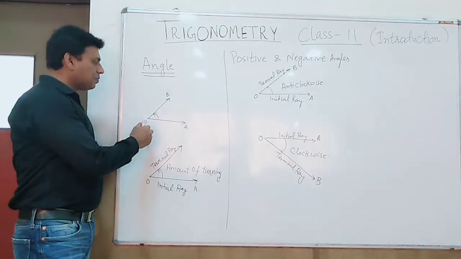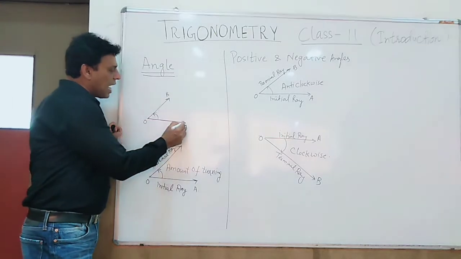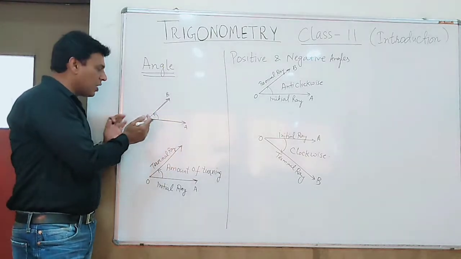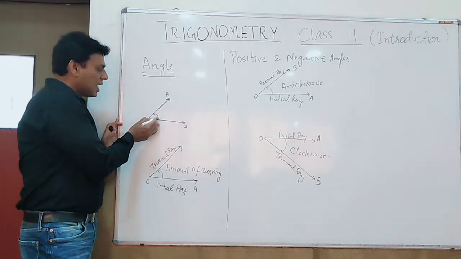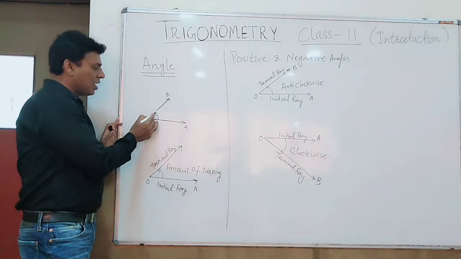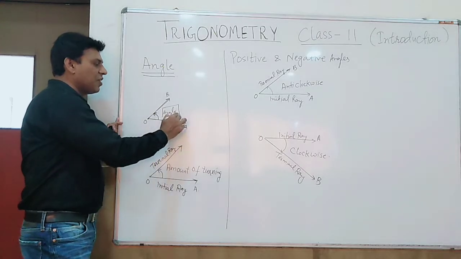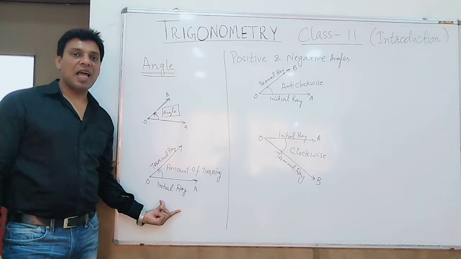What is angle? Earlier we used to say, suppose we have two rays OA and OB. These are two rays originated from O. Then this angular distance is called angle. This is our angle, as we knew earlier. And there is another definition of angle.